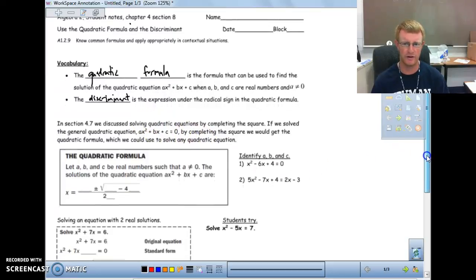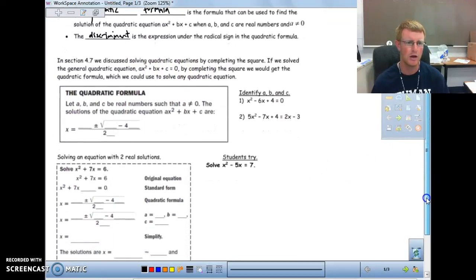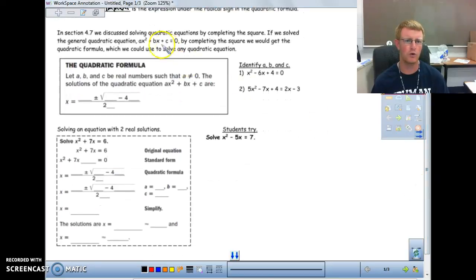So what we want to do is talk about just how to use the formula. What we did in the last section is we did it by completing the square. And if we were to actually complete the square using this general form of the quadratic equation, then we would get the quadratic formula, which we can use to solve any quadratic equation. So let's just identify what the quadratic formula is. Some of you may remember it, some of you don't. Negative b plus or minus the square root of b squared minus 4 times a times c, all over 2a.